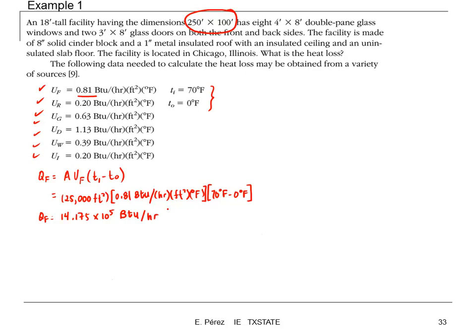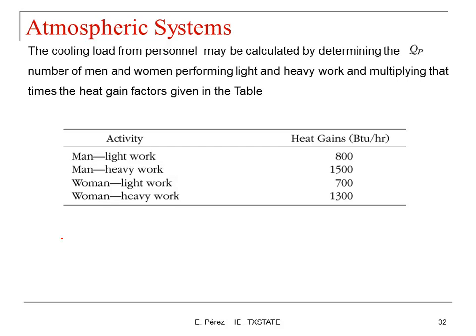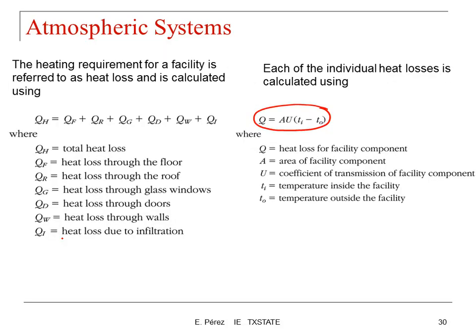Questions? Okay, so one more time, the factors are provided for each one of the elements that we are considering for this heat loss. But the important thing is to determine what is the area that is going to constitute for the facility. What's the area that we need to take into account for that specific component? So let's look at QR. So QR is the heat loss through the roof.